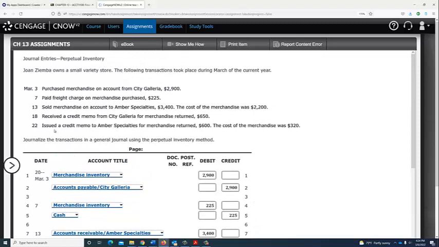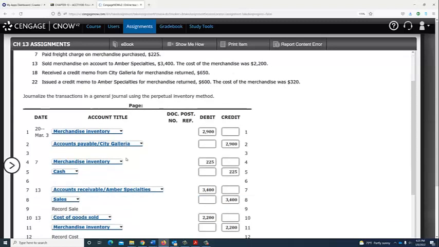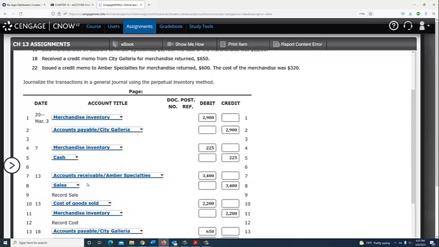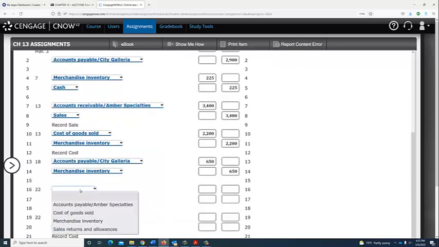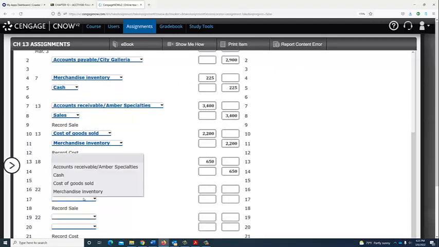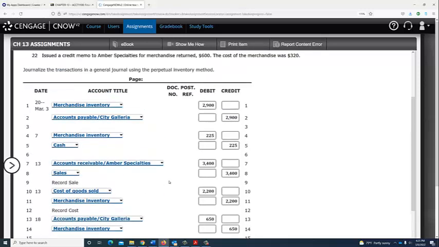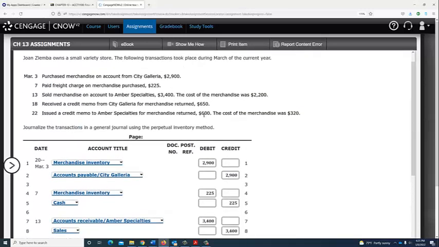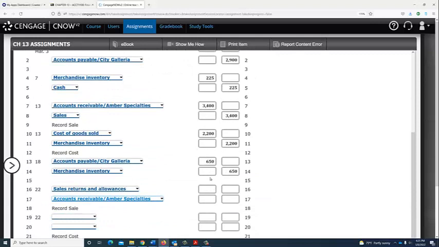And last, we issued a credit memo to one of our customers for merchandise returned. The cost of the merchandise was $320. That was the Amber Specialties transaction. So we're just going to flip that and debit sales returns and allowances and credit accounts receivable at the retail price, the price we charged our customer.